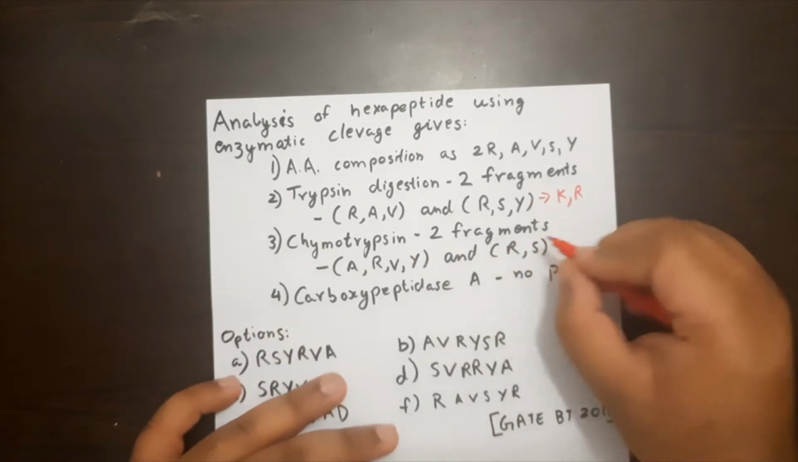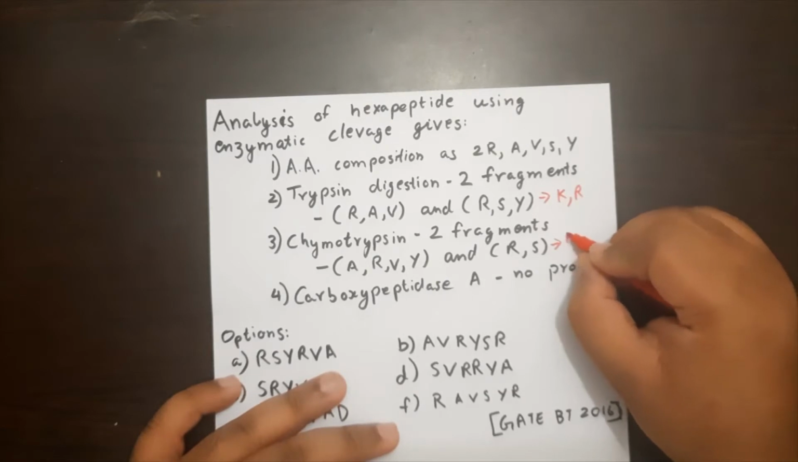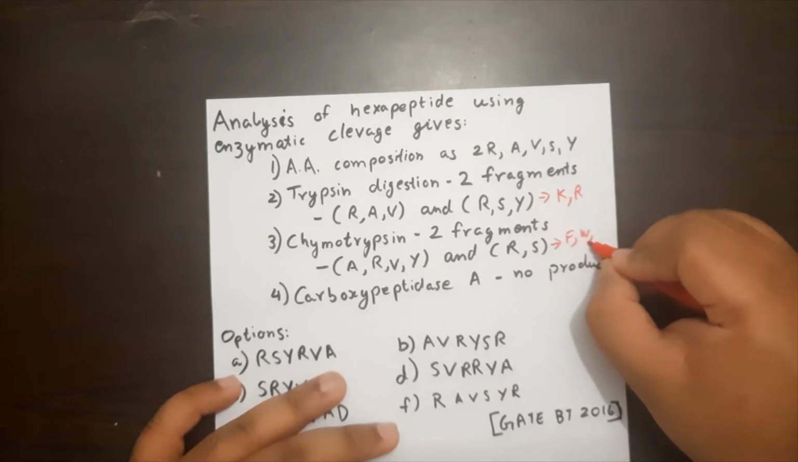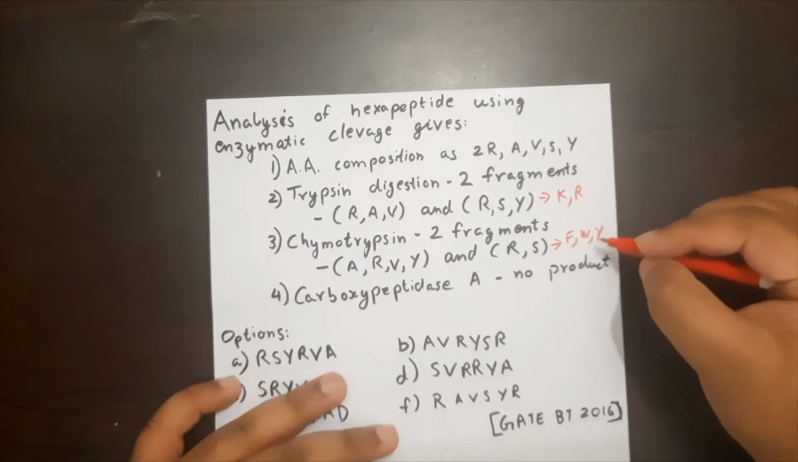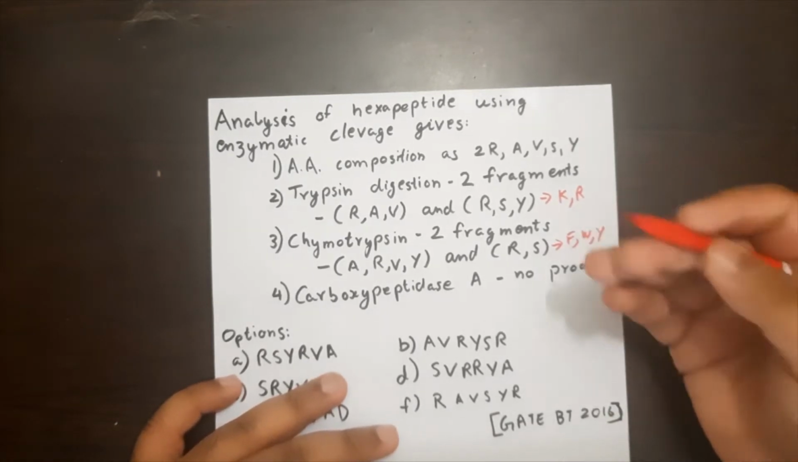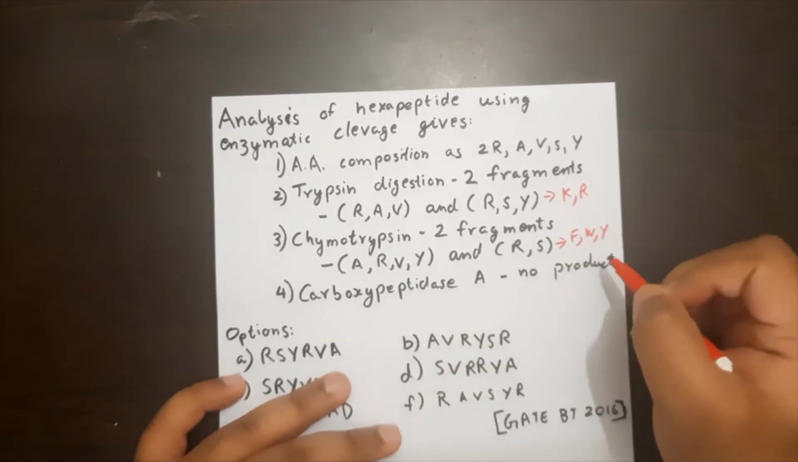Followed by chymotrypsin. Chymotrypsin will only cleave if there is an aromatic group. What are the aromatic groups? It is phenylalanine, tryptophan and tyrosine. If the carboxyl terminal has these 3, then only will we be getting fragments occurring. And finally, we have carboxypeptidase A.